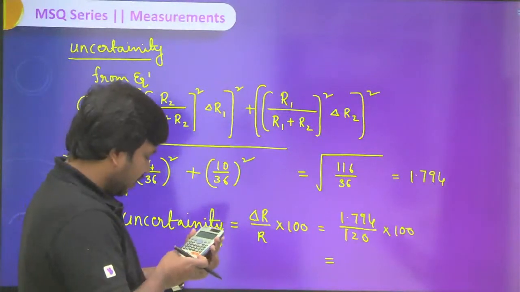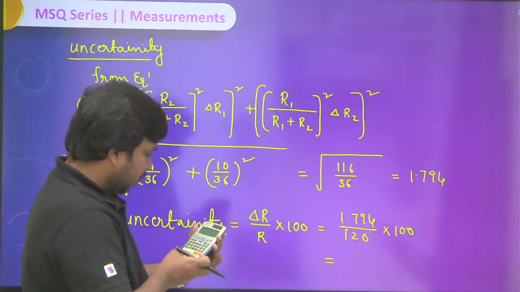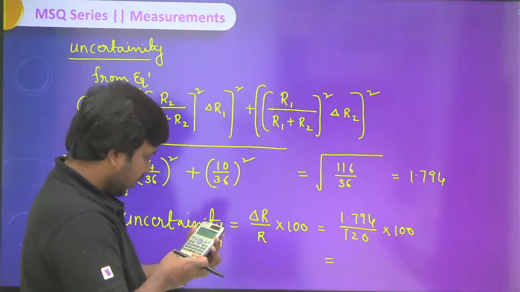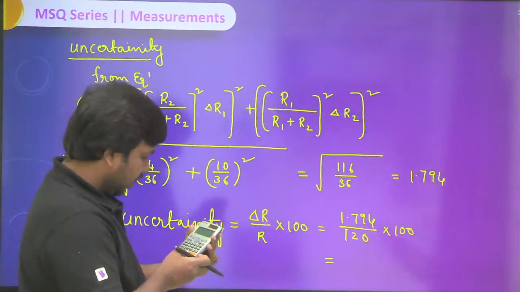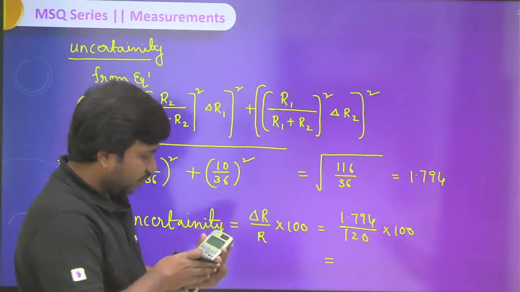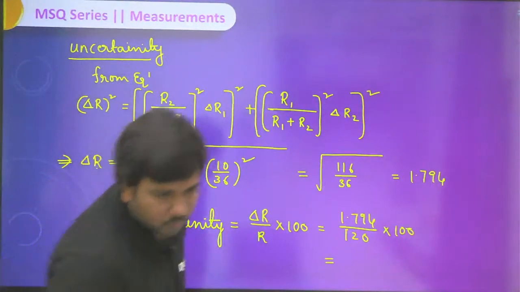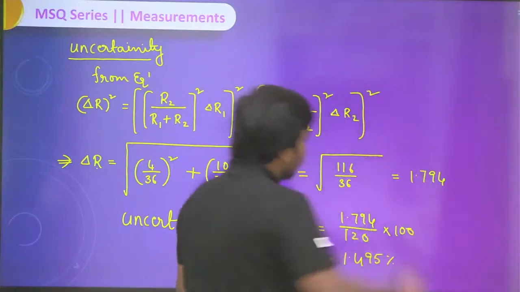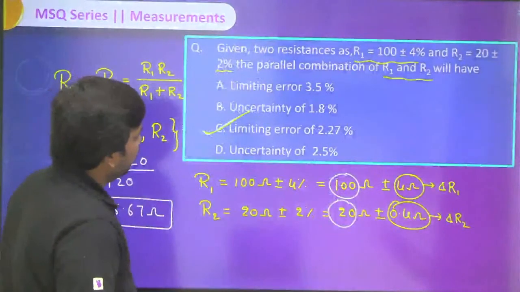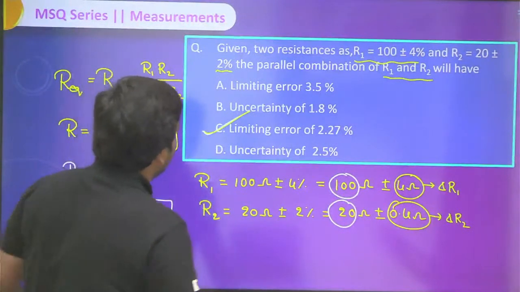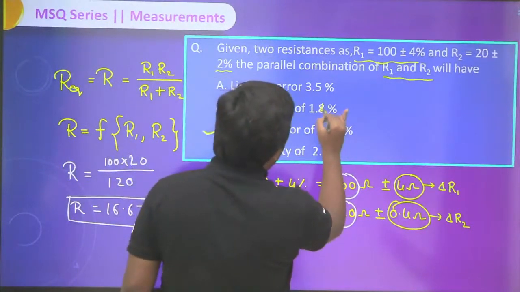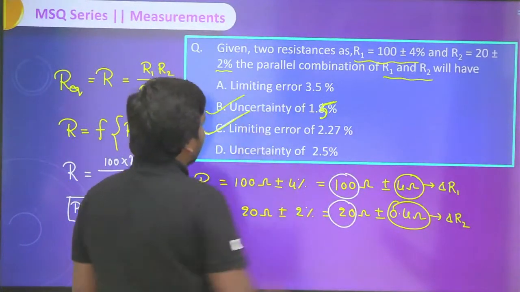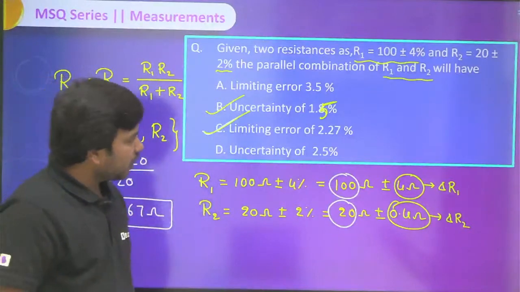Final answer: 1.794 divided by 120, multiplied by 100. So of course you will be getting somewhere around 1.5%, right? 1.495. Please look at the calculation and select the final answer, okay? In case you find 1.495, there might be some small mistake here, 1.5 instead of 1.8. So option B would be the correct answer for this. So B and C are the correct answers for this question.